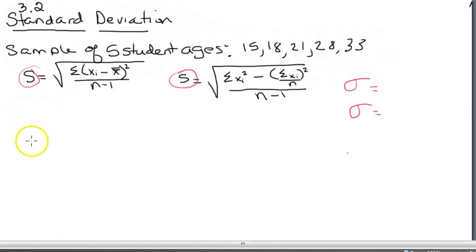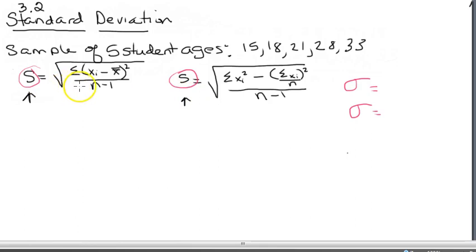So I have 5 pieces of data here. These are a sample of 5 student ages. The ages are 15, 18, 21, 28, and 33. And first we're going to calculate the standard deviation using this formula here, which is called the defining formula. And the other formula is called the computing formula.